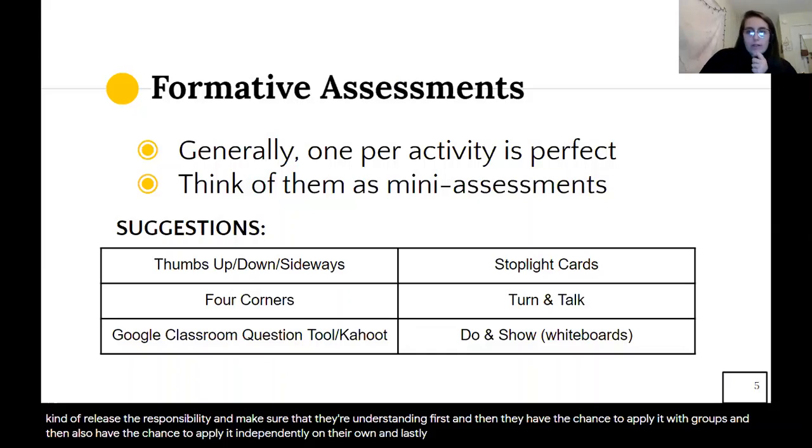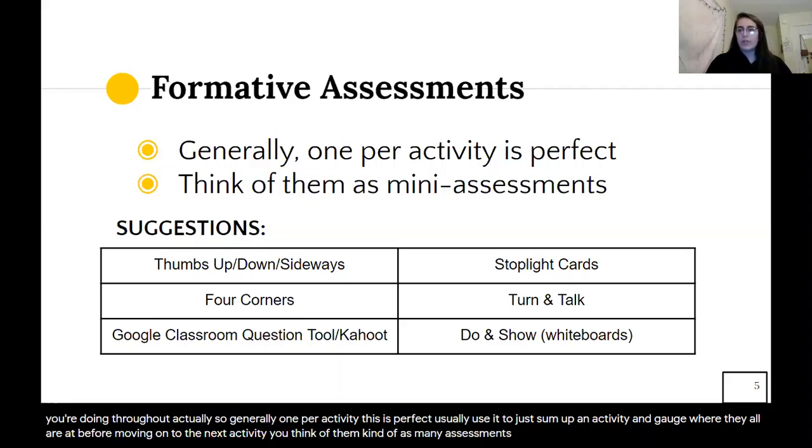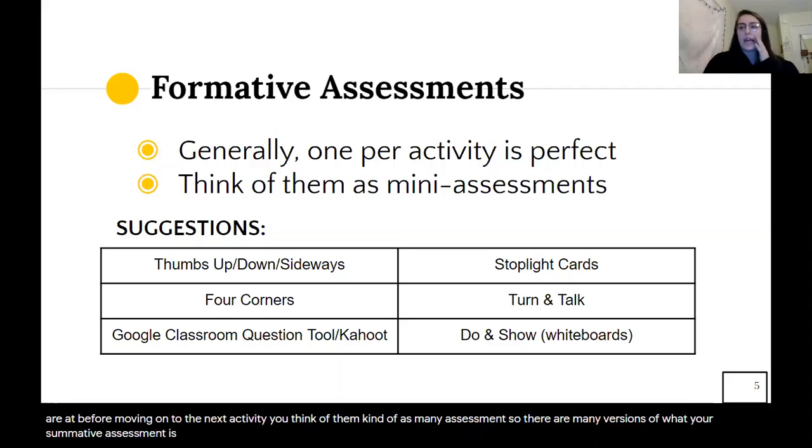And lastly, your formative assessment. So this is your final, or this is what you're doing throughout, actually. So generally 1 per activity. This is perfect. Usually you use it to just sum up an activity and gauge where they all are at before moving on to the next activity. You think of them kind of as mini assessments. So there are many versions of what your summative assessment is going to be at the end.